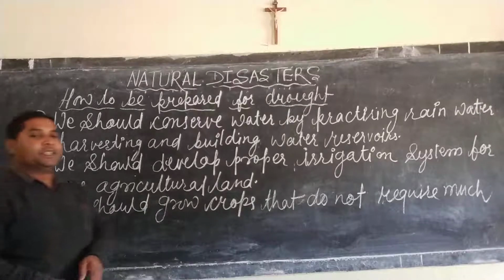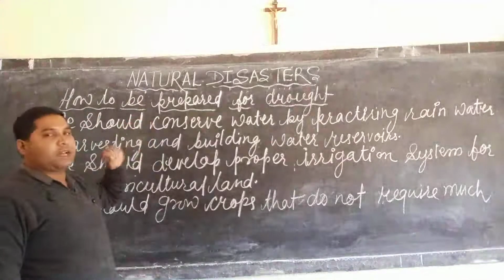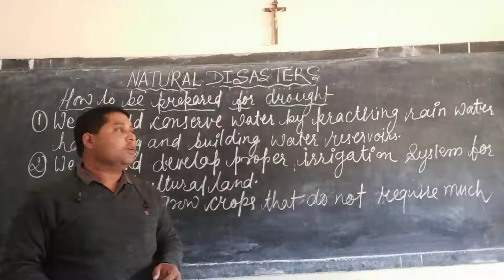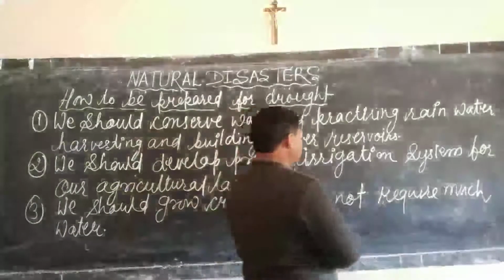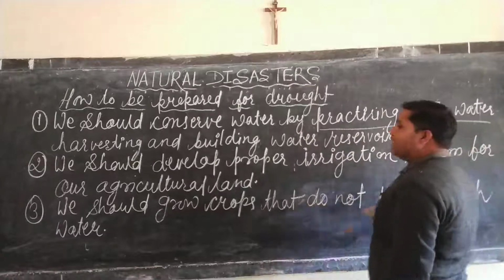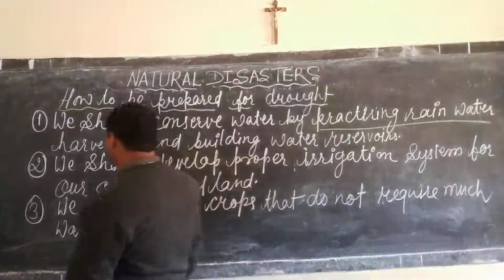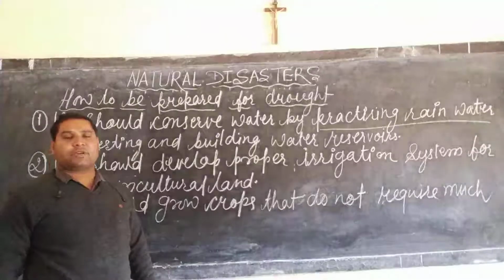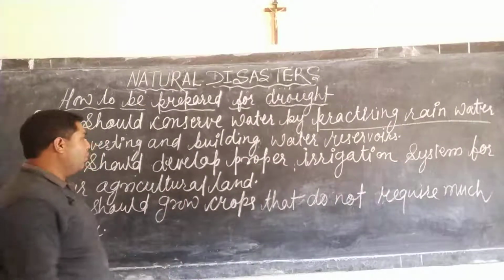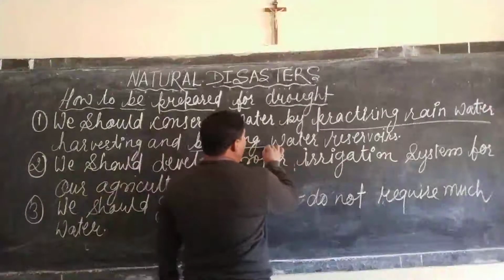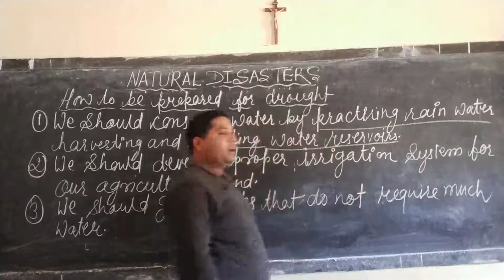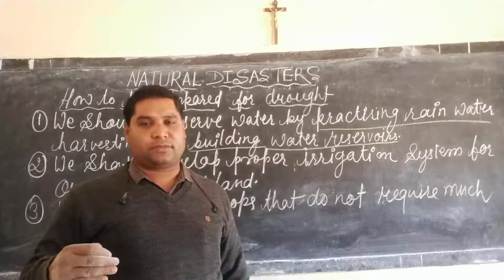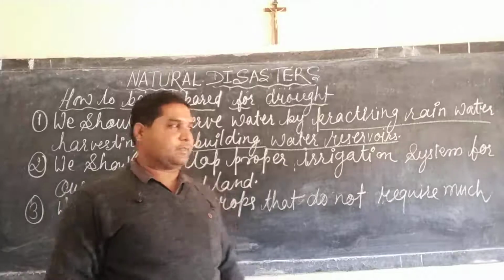Dear student, this way we can prepare for drought. First, we should conserve water by practicing rainwater harvesting. During the rainy season, we can collect rainwater so that it can be used during the dry season. Also, we can build a water reservoir, where water can be collected and used during such a dry season.